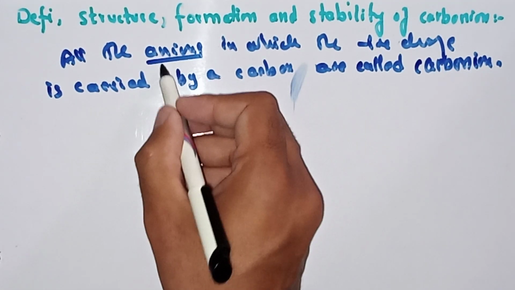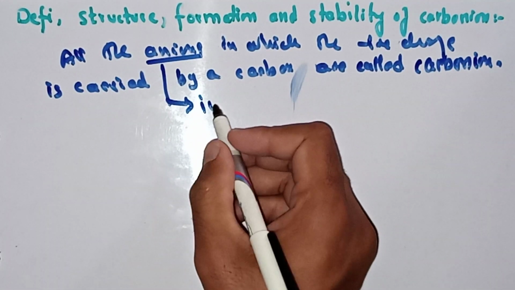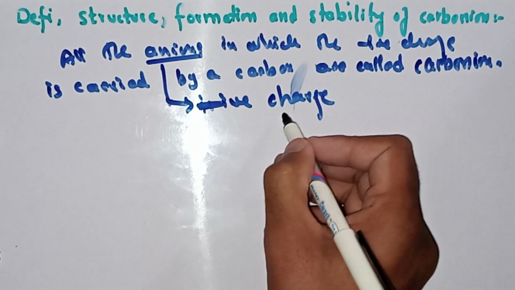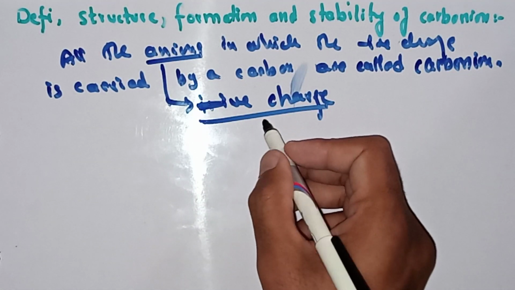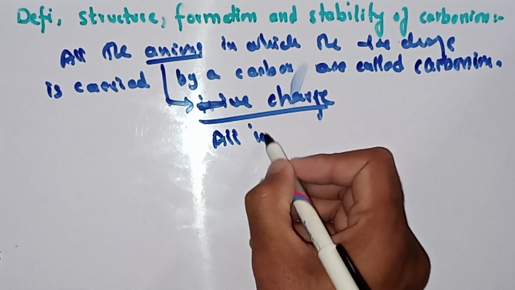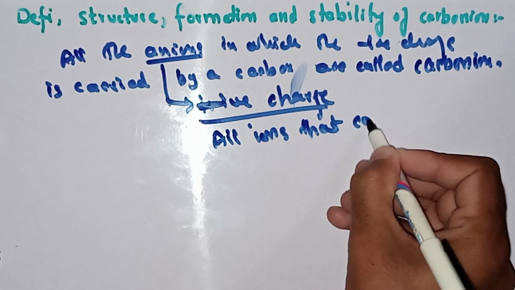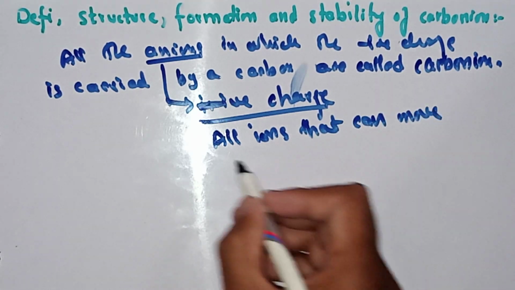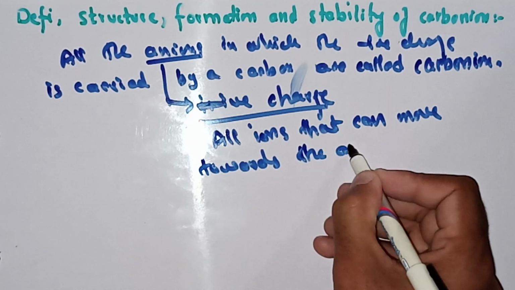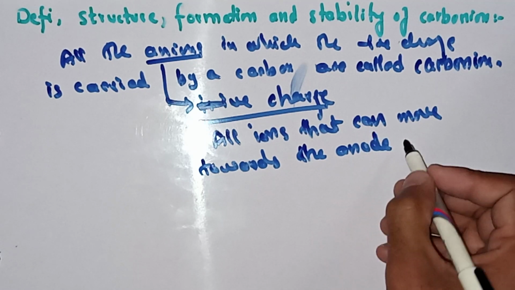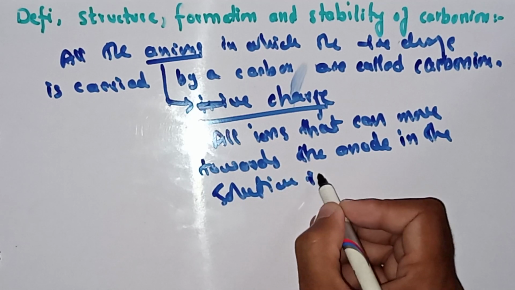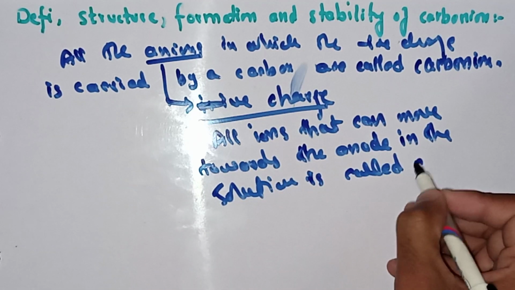All anions should have negative charge. A species with a negative charge is called an anion. You can define anions as all the ions that move towards the anode in the solution. All these ions are anions.